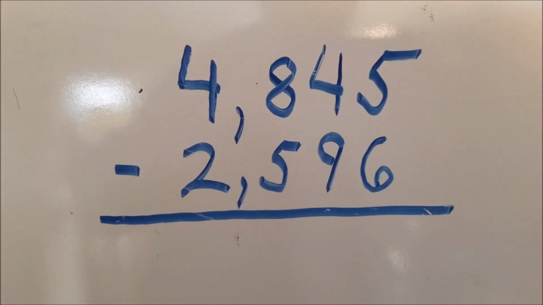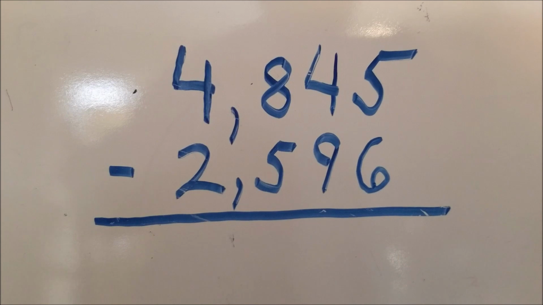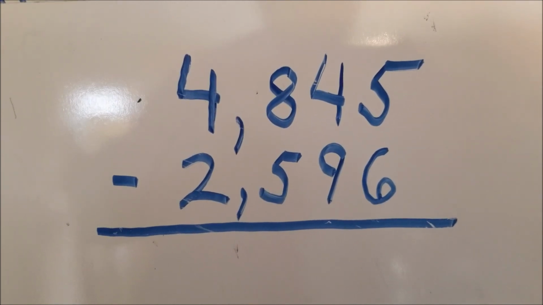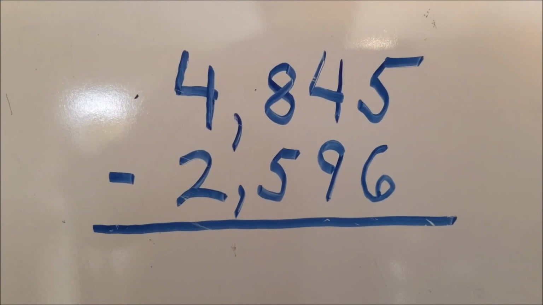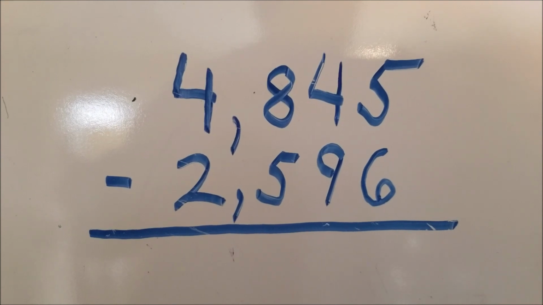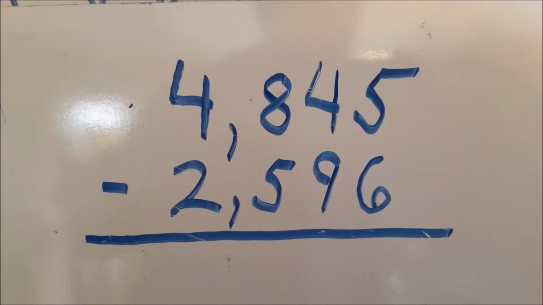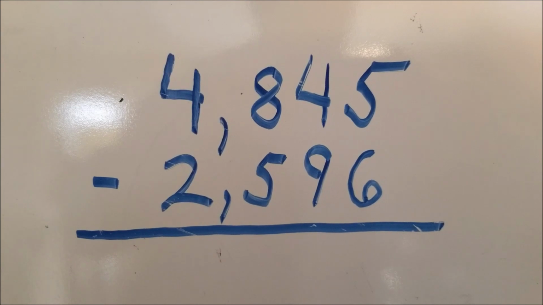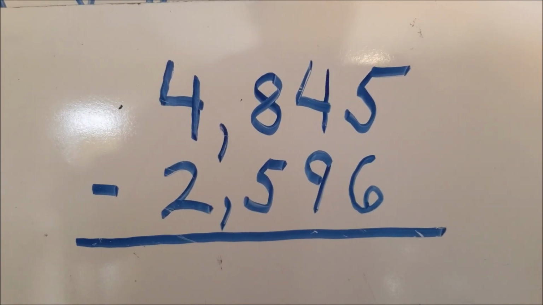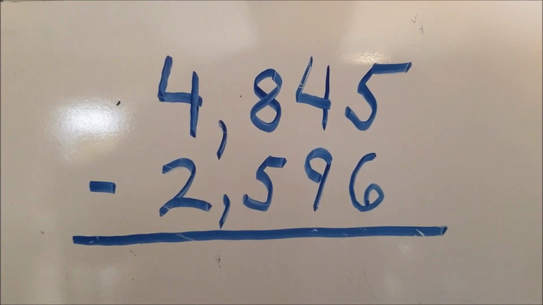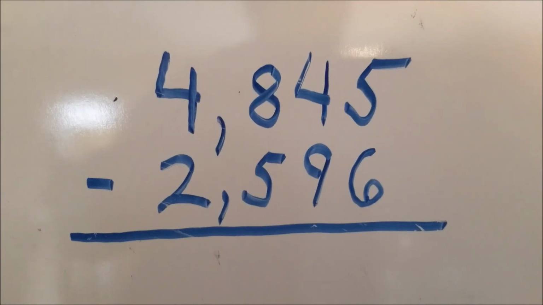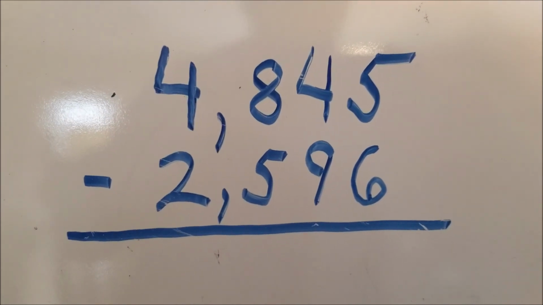Let's not forget about reviewing subtracting larger numbers and regrouping. Let's take a look at 4,845 subtract 2,596. First, let's take a look at the 5 subtract 6. We ask ourselves, are we able to do that? We say no, because you can't take 6 away from 5. So what are we going to do? We're going to do a little regrouping.